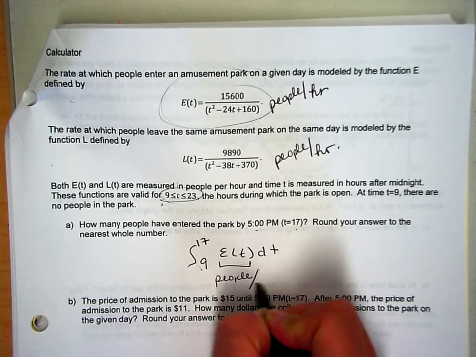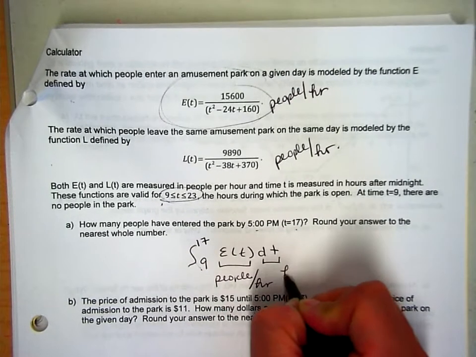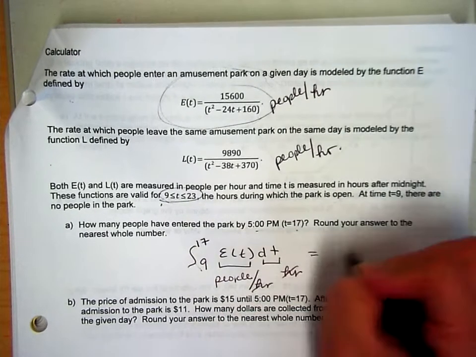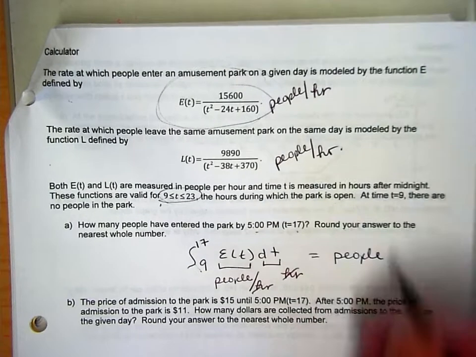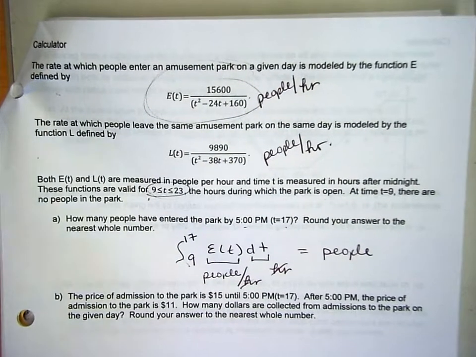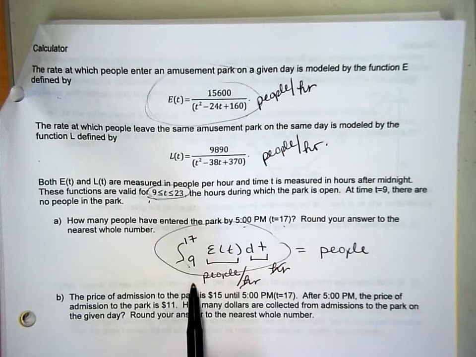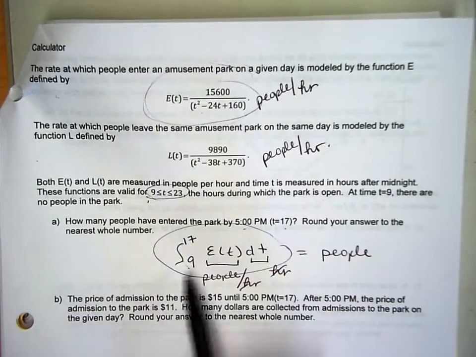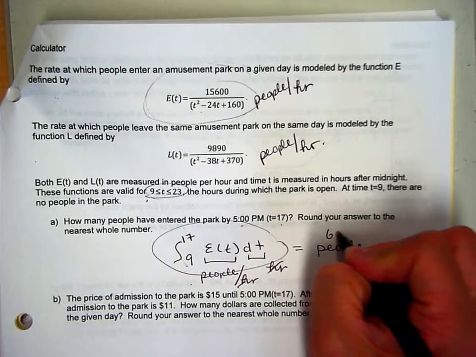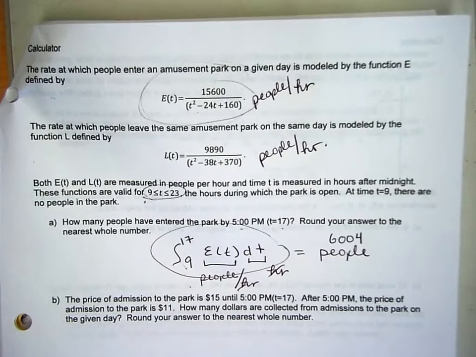You can check for yourself if the units make sense. Again, this is people per hour, and the units on dt is hours. So notice you will get total number of people as my answer. Notice it does say to round to the nearest whole number. So this is your setup that you want to show. Type this into your calculator, integrate it, and you should get 6,004 people total.